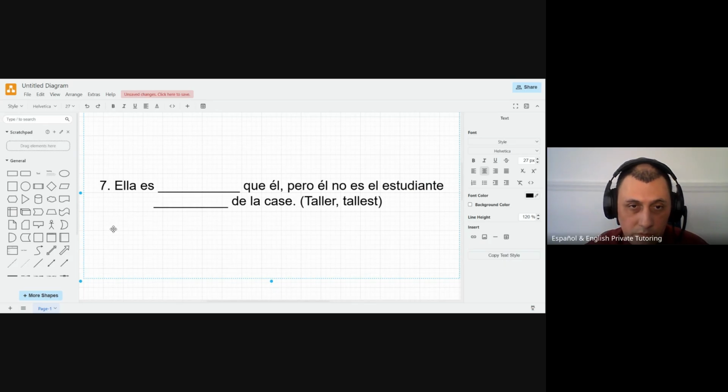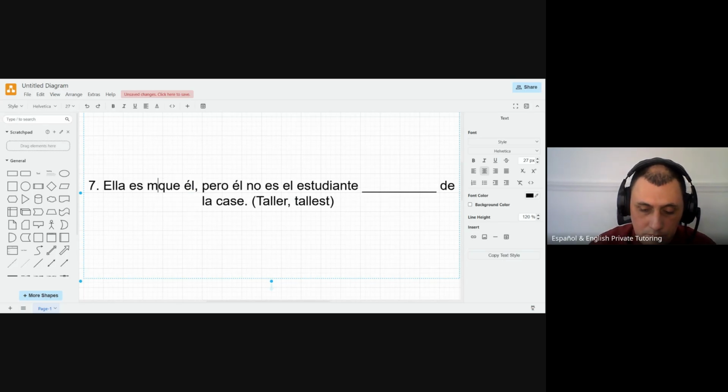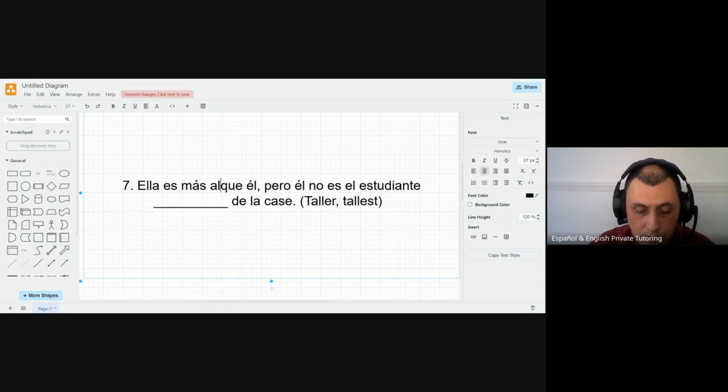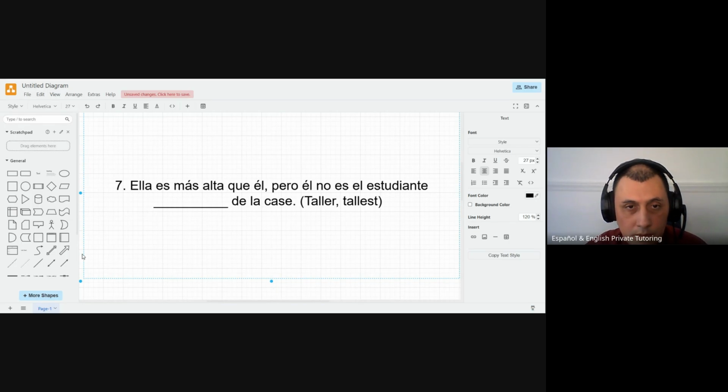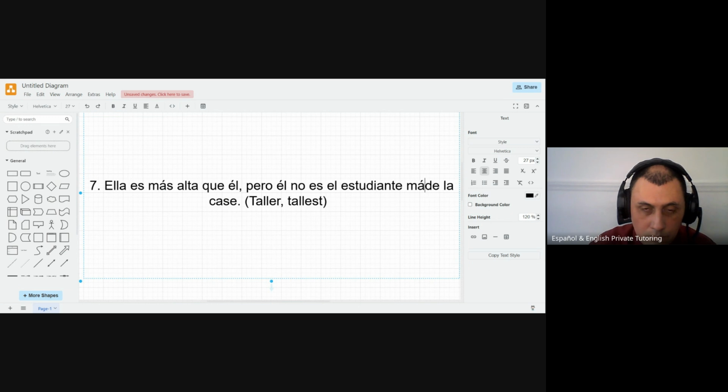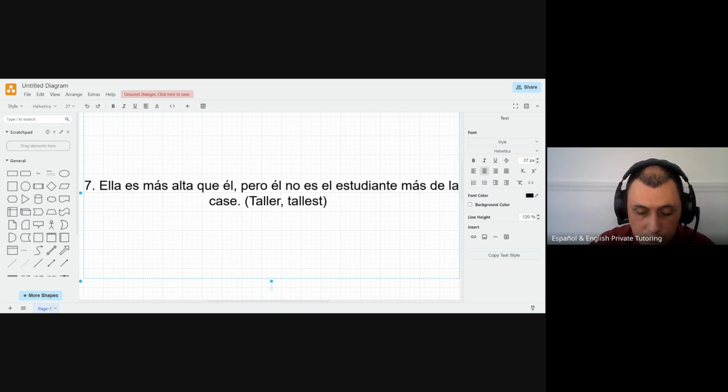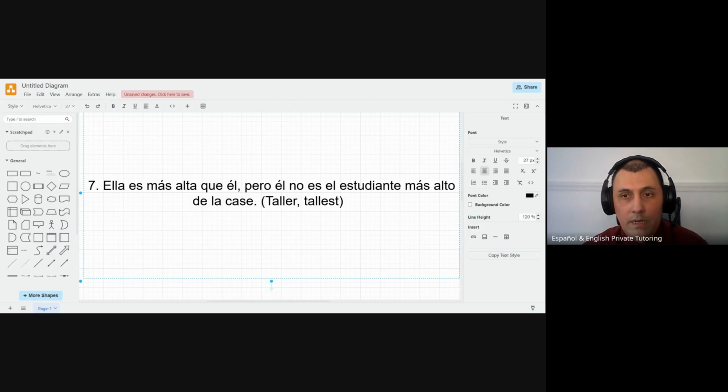Okay. I'm going to give you the answer now. Ella es más alta que él, pero él no es el estudiante más alto de la clase. Now, this sentence is wrong because this is what I'm saying in English.